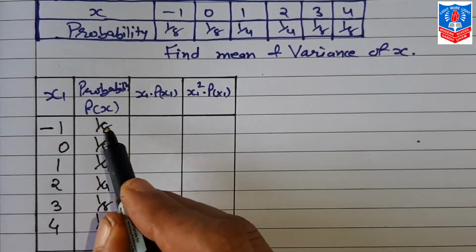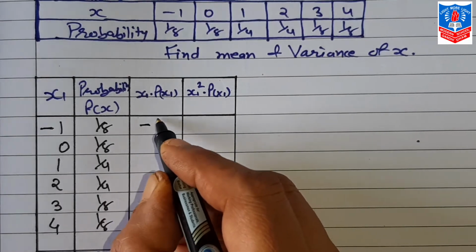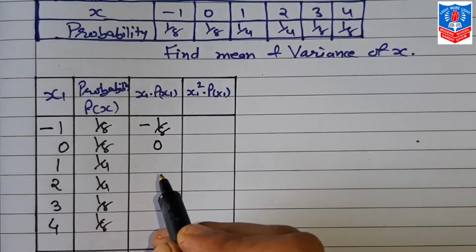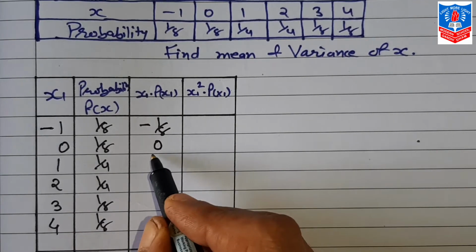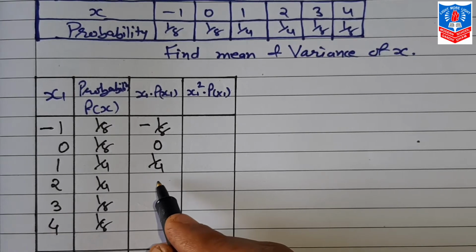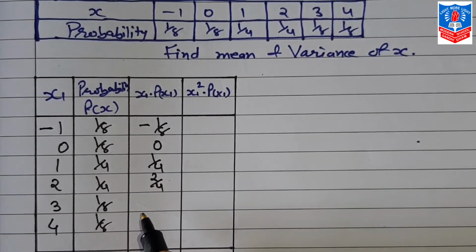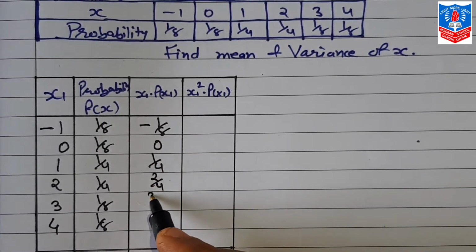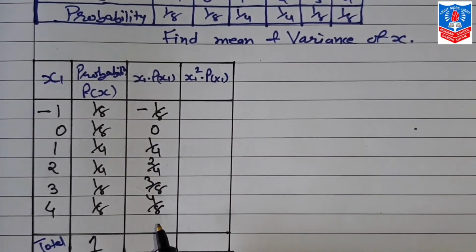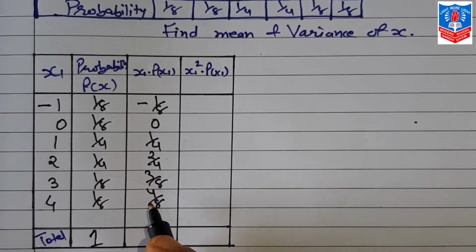So minus 1 into 1 by 8 will be minus 1 by 8. 0 into 1 by 8 will be 0. 1 into 1 by 4 will be 1 by 4. 2 into 1 by 4 will be 2 by 4. This will be 3 by 8 and this will be 4 by 8. If we total this, we find that it will be 12 by 8.